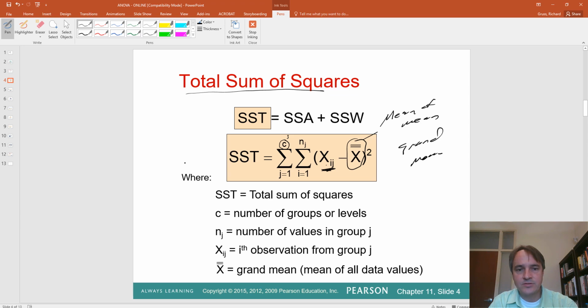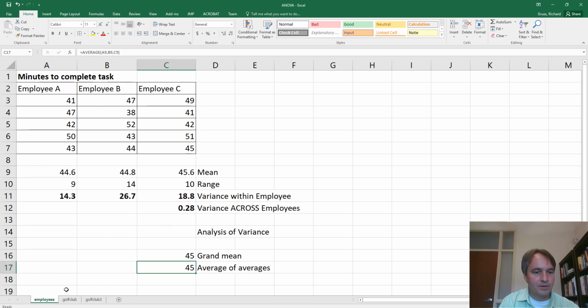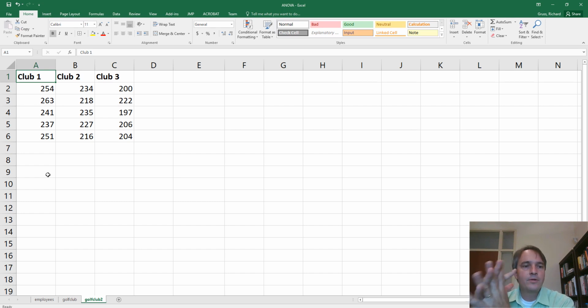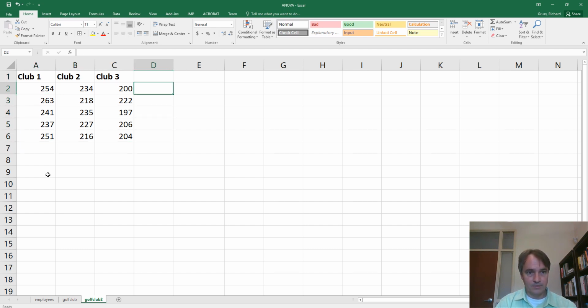But I'm going to show you how to calculate the next ones using an example that comes from your book. Your book gives this example where we've got 3 golf clubs, and we're curious about whether the type of golf club makes a difference in how far you can drive a golf ball. We've got 3 clubs and 5 measurements. We want to see whether there is a significant difference from one club to the next. We can see that there is some variability within the clubs.